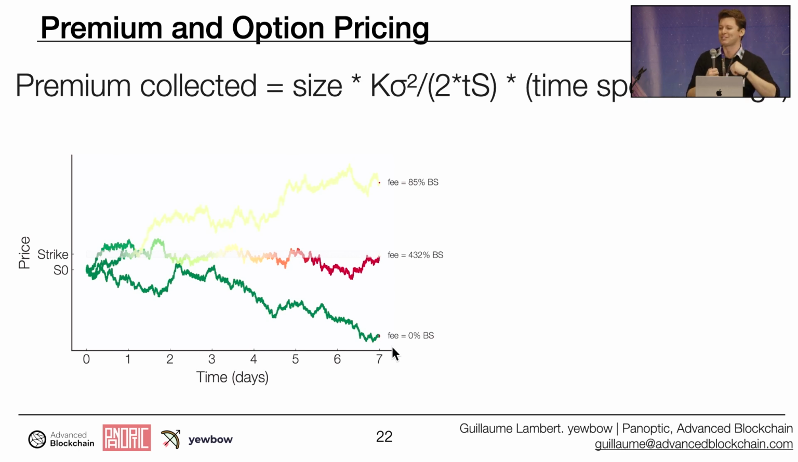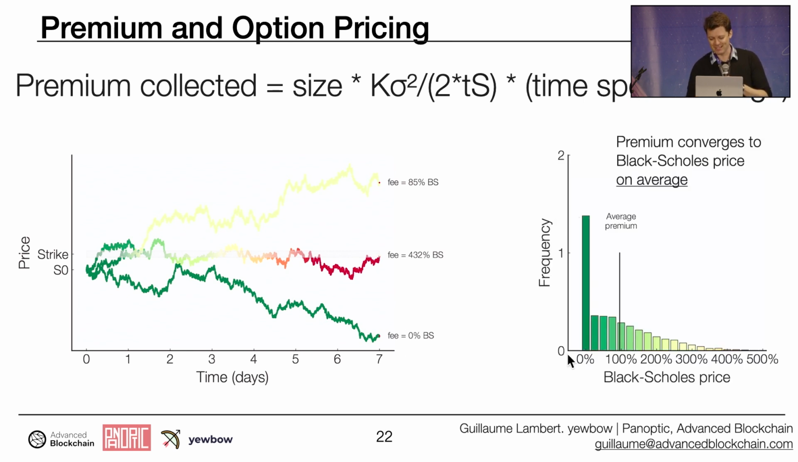It's only when you actually are knee-deep in water that you have to pay the premium. So most options will have zero price, and that's fine. Some of them will have a price that's very close, 85% of Black-Scholes. Some unlucky options will be very expensive, many times more. But if you do millions of simulations, this is a Monte Carlo simulation, and you look at the distribution, the average price of all of these million possible price paths converges exactly to the Black-Scholes model.